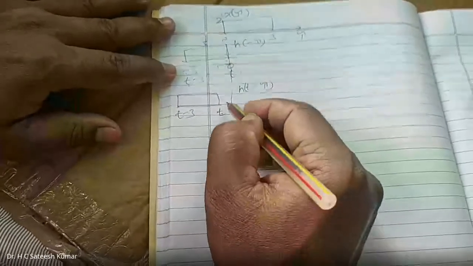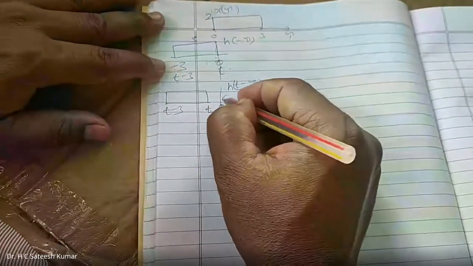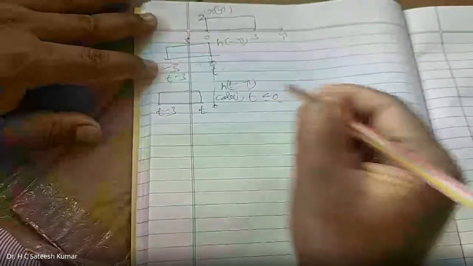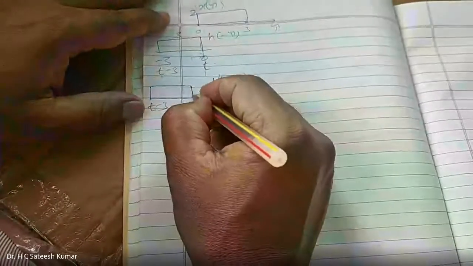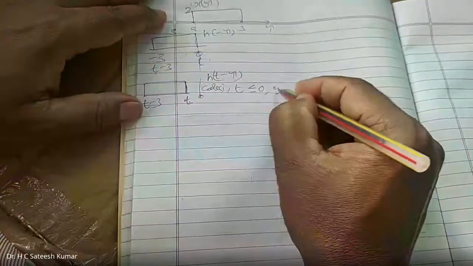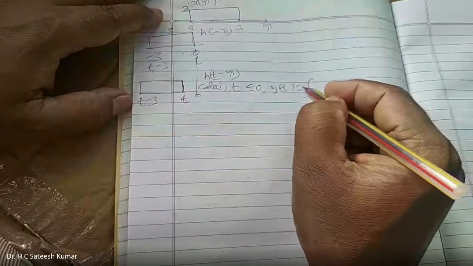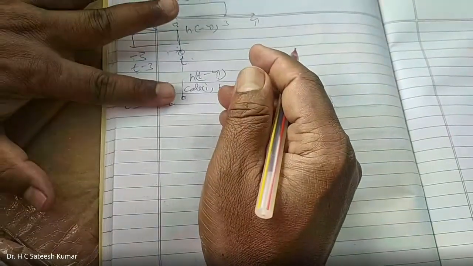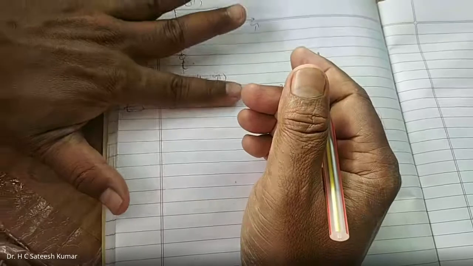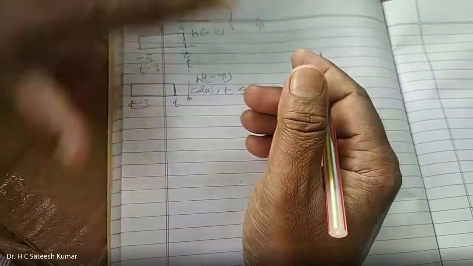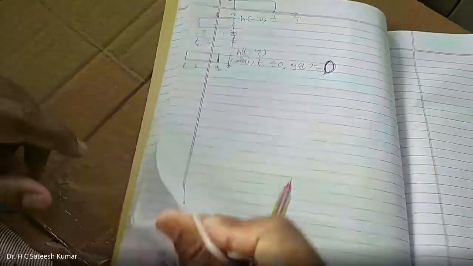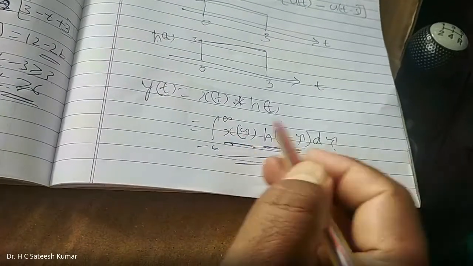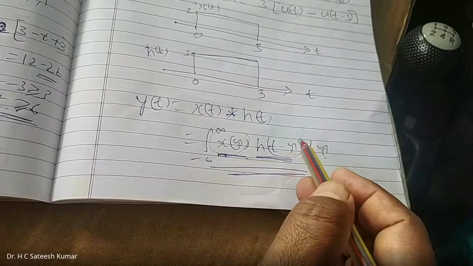As long as this is before 0, I'll call it case 1. As long as t is less than or equal to 0, as long as this edge is before 0, y of t is equal to 0 because there is no overlapping. 0 into something, 0. Overlap, multiply these two. Why should we multiply? Because your formula says x of tau into h of t minus tau. x of tau has to be multiplied with h of t minus tau.